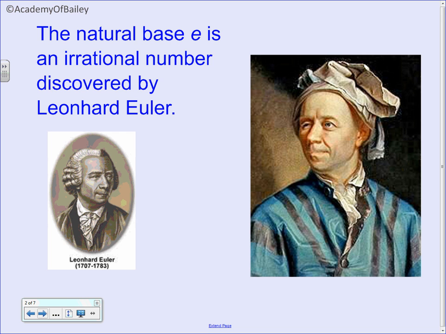The natural base e is an irrational number. It was discovered by Leonhard Euler, and I think I pronounced his first name right. If not, it's close, and I know his last name is correct. Euler was born in 1707 and passed away in 1783, and so the natural base e was considered to be found in modern times. It's fairly new to mathematics, considering everything that has been created a long time ago in mathematics up until present day. So this one is fairly new.